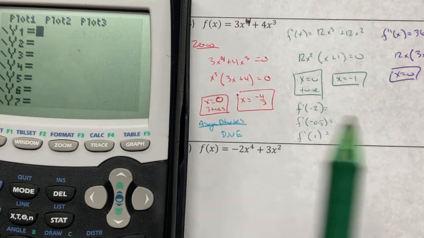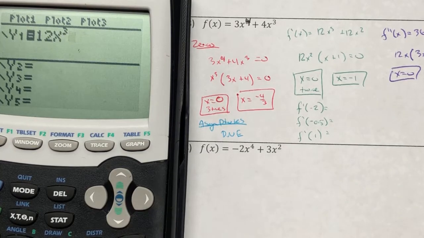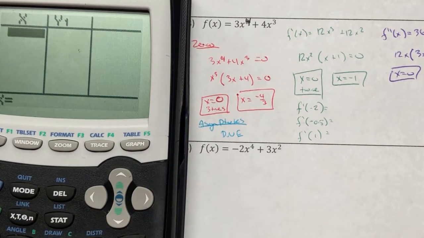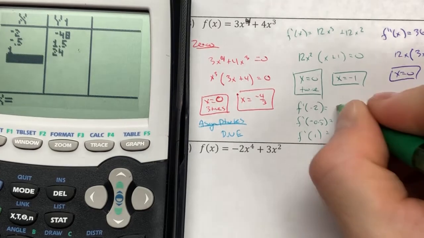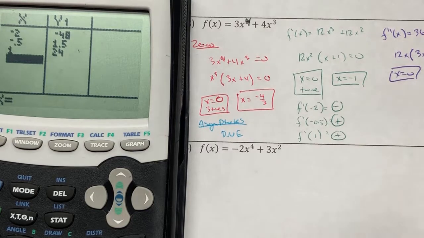Okay. So what I've got is 12x cubed plus 12x squared. And now realistically we could do this by hand, but we're just going to go ahead and say, what happens if I plug in a negative 2, a negative 0.5, and a positive 1? Well, I get a negative number, a positive number, and a positive number.